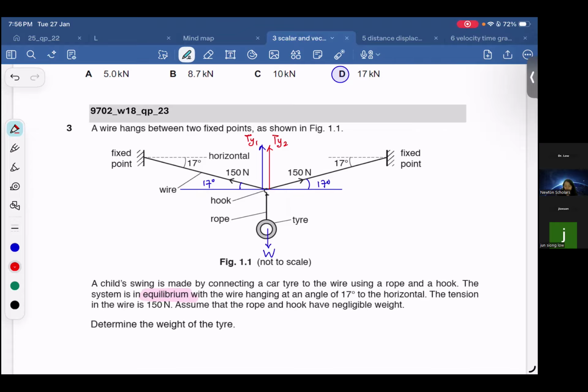So can you try to find how you get TY1 and TY2? And then these two add up. Junseong and Jiaxuan, try. So how are you going to count your TY1? Correct, Junseong, correct. So what is your final answer?